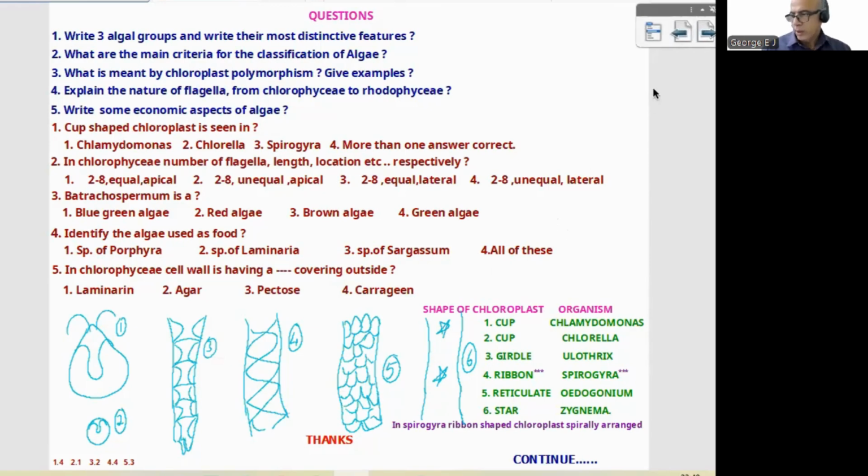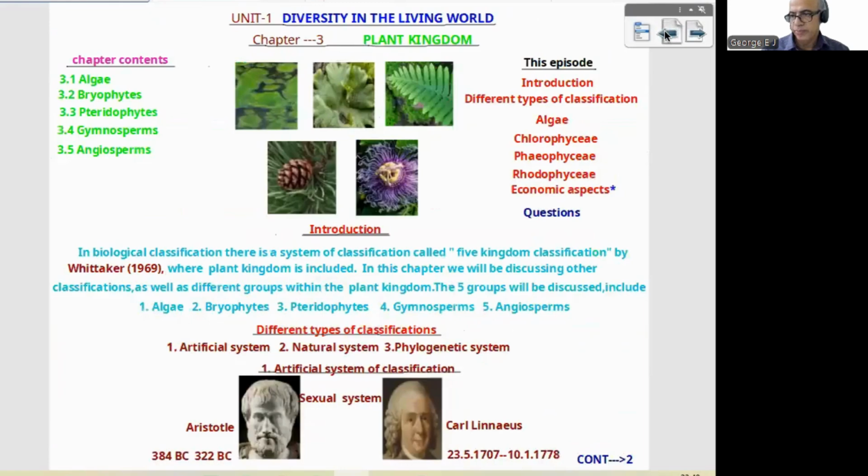So we'll just pass through what all things we learned in this episode. We are starting a new chapter, that is Diversity in Living World, Plant Kingdom, chapter 3. There are five items in that chapter, and these are the things we discussed in this episode: introduction, different types of classification, algae, Chlorophyceae, Phaeophyceae, Rhodophyceae, economic aspect, and questions. I think it is clear to you.